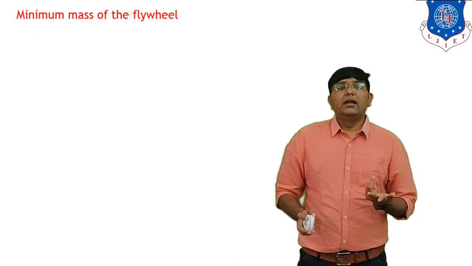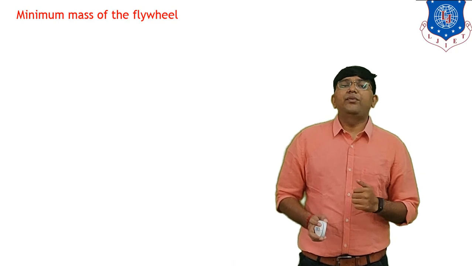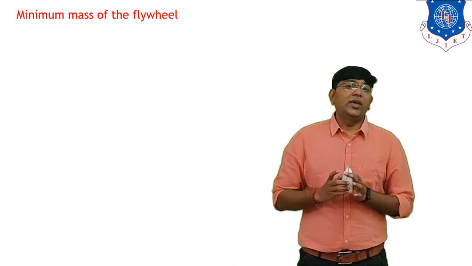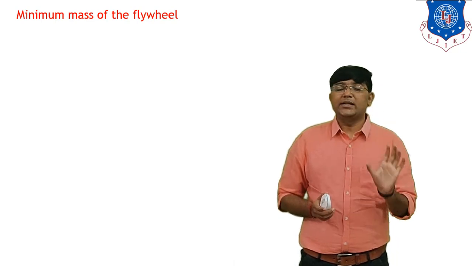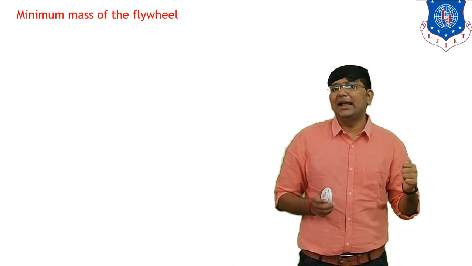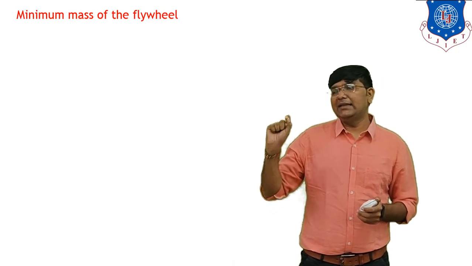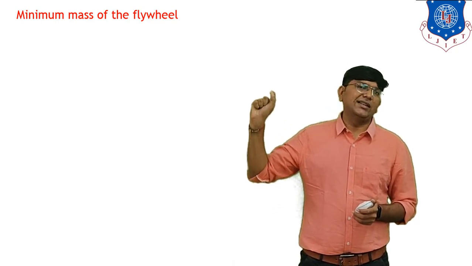Clear? Okay. Now minimum mass of the flywheel. Now we have to calculate the mass of the flywheel. So now we have the energy equation for the maximum fluctuation of energy, that is delta E. What is the equation for delta E? That is delta E is equal to I omega square Cs.